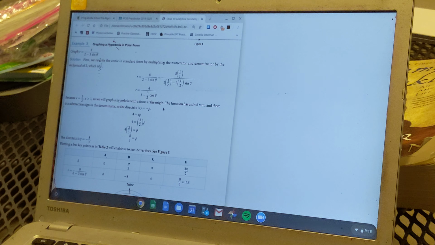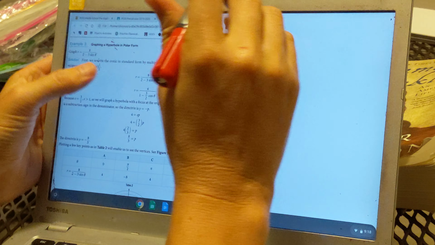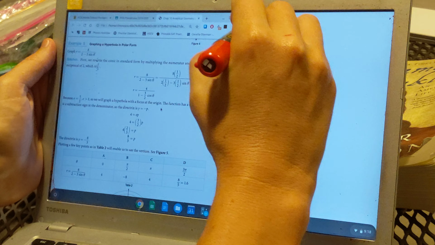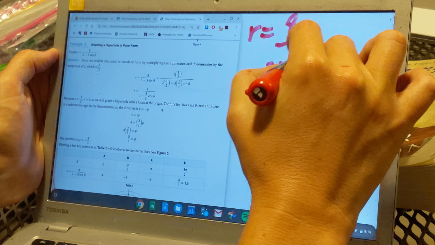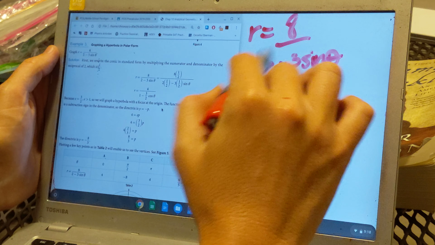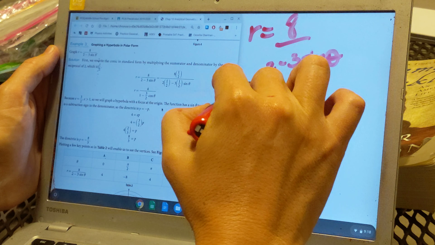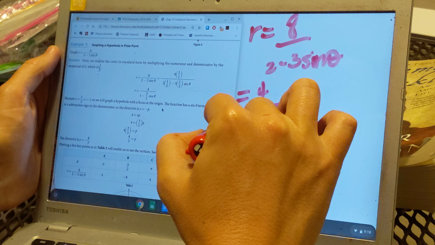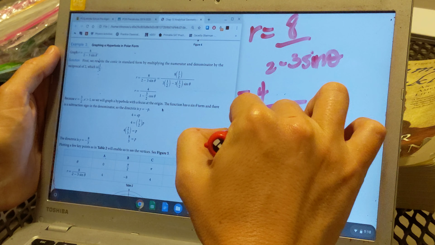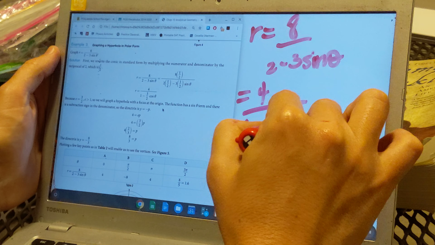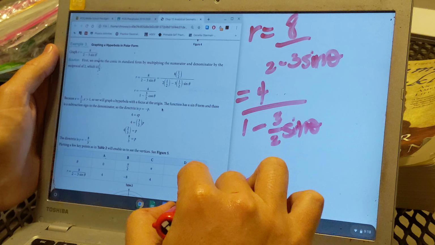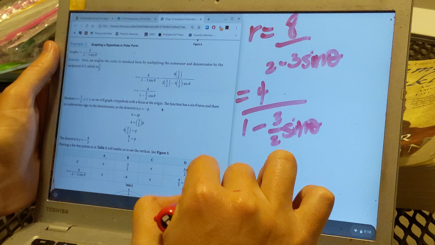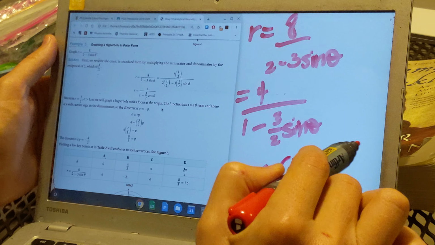All right. Next up, graphing hyperbolas in polar form, exact same game. I'm just going to jump straight into it. So r is going to be 8 over 2 minus 3 sine theta. Check this out. We get 8 divided by 2 is 4, divided by 1 minus 3/2 sine theta. Again, our eccentricity is what? 3/2. So that's greater than 1, so we have a hyperbola on our hands.